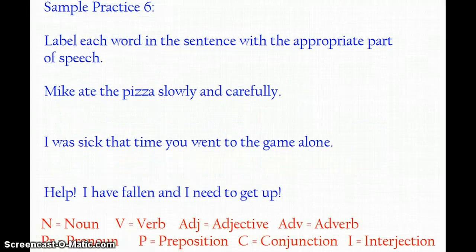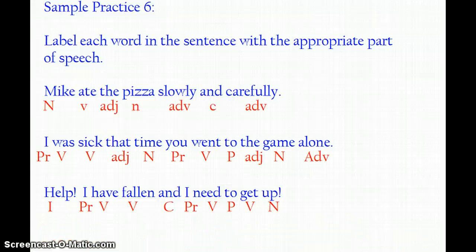And your last practice activity here is to take these 3 sentences and label every word in the sentence with its appropriate part of speech. And here are the initials you can use instead of writing the whole word out. So just write the sentences out and identify the part of speech of every word. And if you're ready, here are these answers.